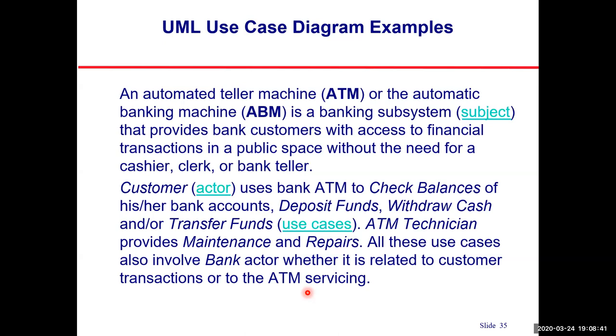An automated teller machine ATM or the automatic banking machine ABM is a banking system that provides bank customers with access to financial transactions in a public space without the need for a cashier, clerk or bank teller. الكستمر احنا بنحكي عن banking subsystem or banking machine, teller machine, ATM machine. الكستمر actor اللي هو عبارة عن actor uses bank ATM to check balance of his her bank account.